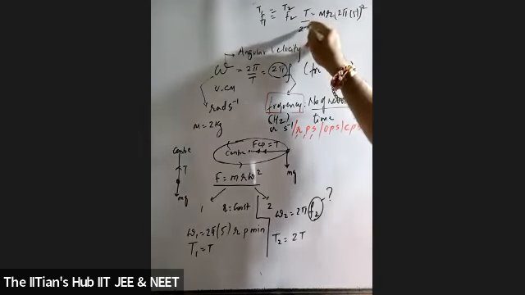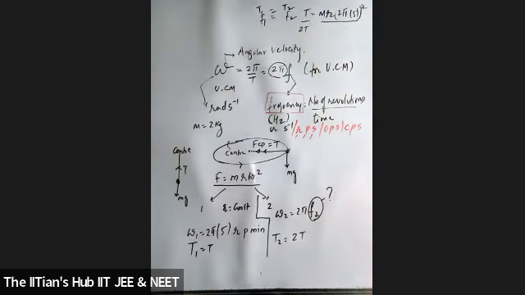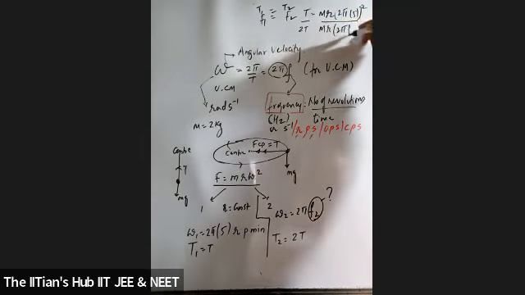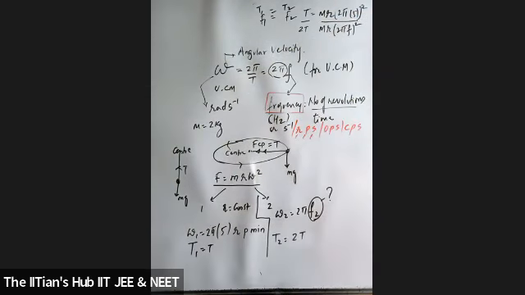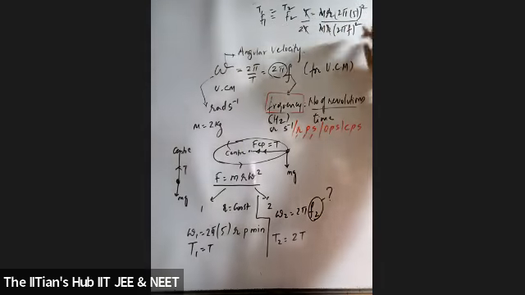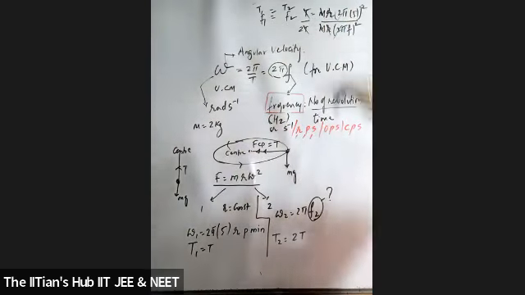In the second case, how much is the tension? 2T. Take the ratio. m r (2 pi f) the whole square. Now see, T gets cancelled, m also will get cancelled. r also, and if I look here, 4 pi square, 4 pi square will also get cancelled.